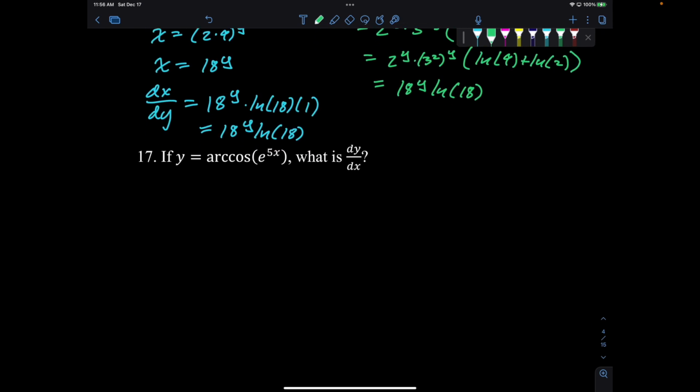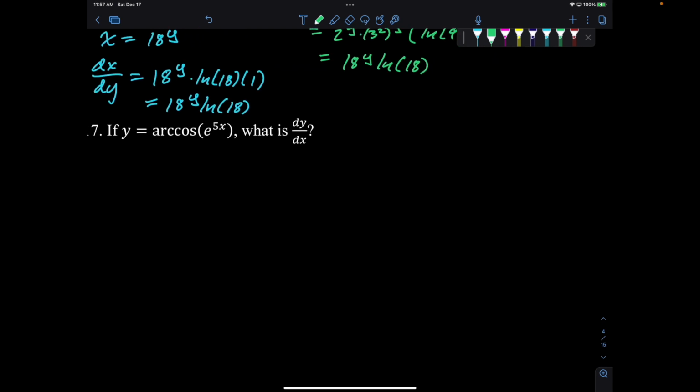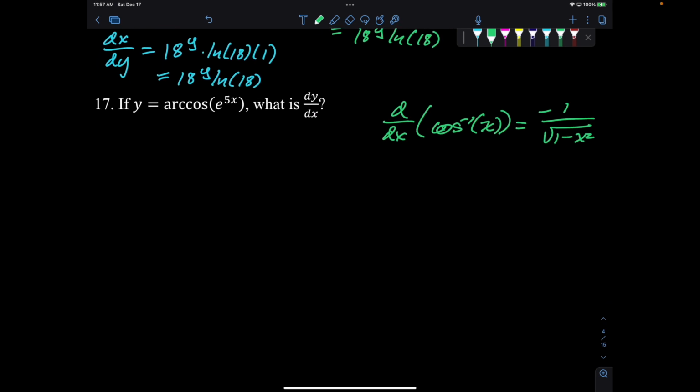Number 17, arc cosine. So you probably have arc sine memorized and arc tan memorized, as you should. Arc cosine and arc cotan are just negative of those derivatives. So it's the same kind of thing that you get with sine and cosine. So the derivative of cosine inverse of x is just negative 1 over the square root of 1 minus x squared. So we've got to know that. And once we know that, this is just a chain rule problem.